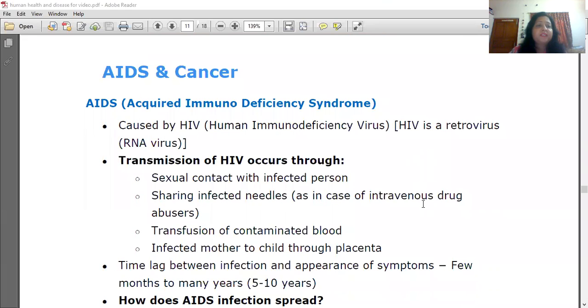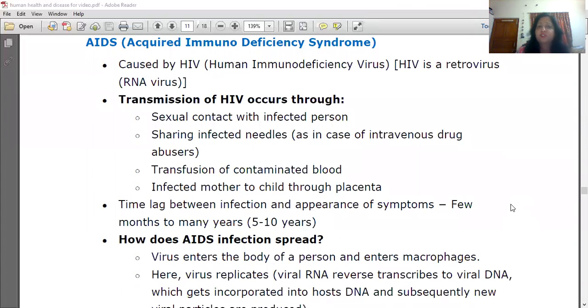So first we'll discuss AIDS and cancer. Now AIDS, as we know, is acquired immunodeficiency syndrome. This AIDS is caused by HIV, that is human immunodeficiency virus. This is a retrovirus, that is an RNA virus.